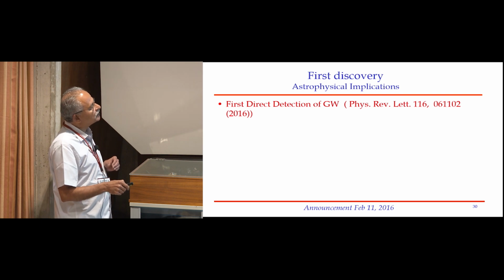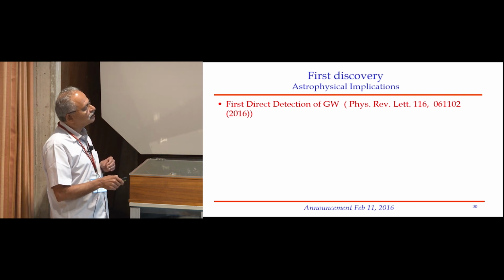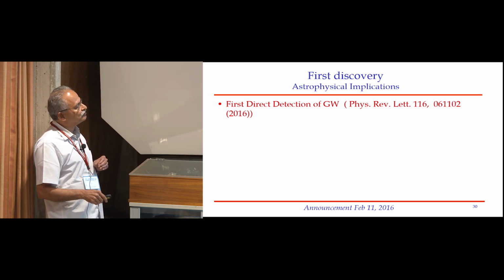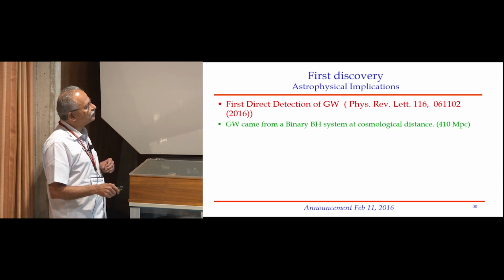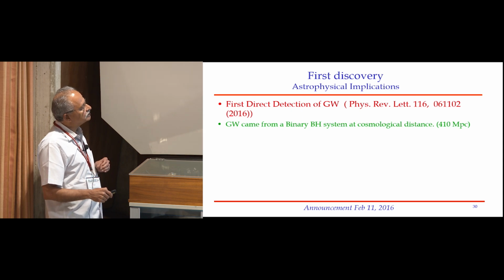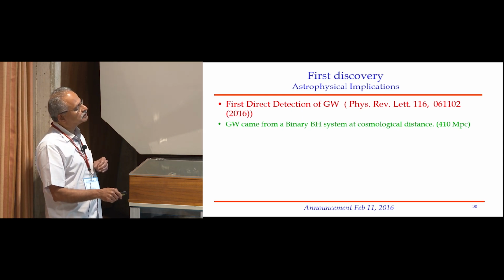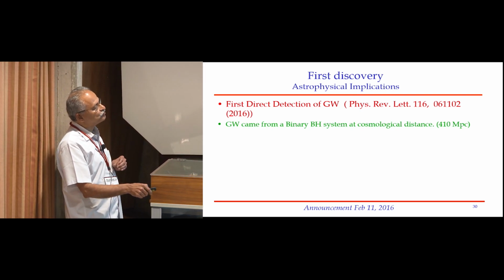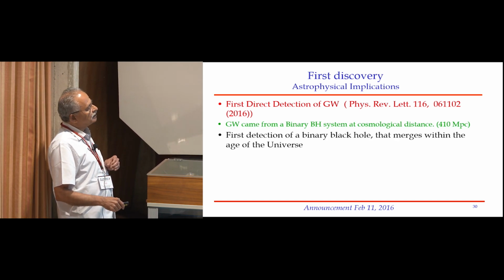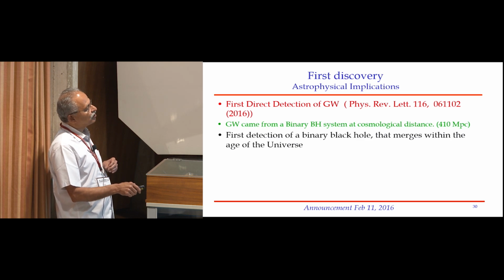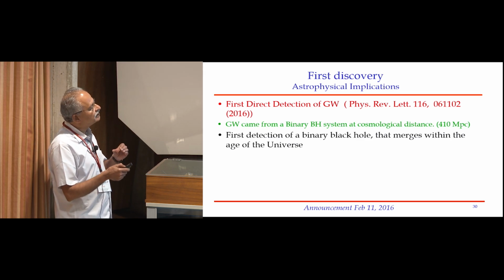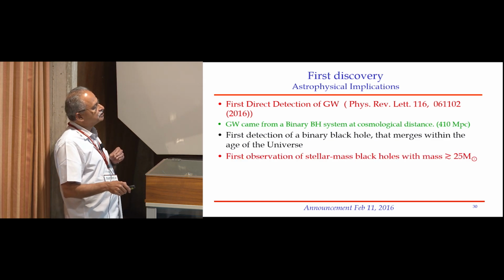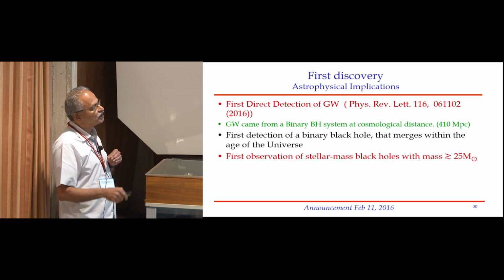But the important point to keep in mind is that this first discovery already had astrophysical implications. It is the first direct detection of gravitational waves. Because you know the parameters of the system, one can say that it came from a binary black hole system, and you could determine the distance. It is at a cosmological distance of about 410 megaparsec. This was the first detection of a binary black hole, and it is merging within the age of the universe, which is why you have been able to see it. The masses of the individual black holes were larger than about 25 solar masses.